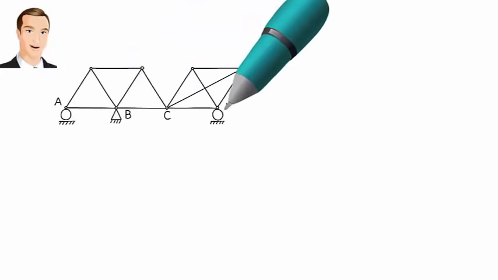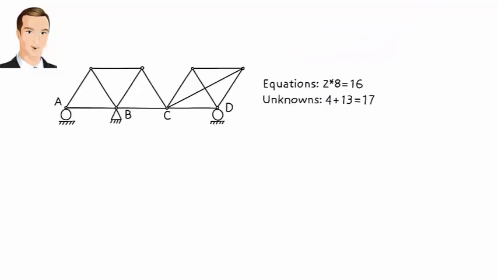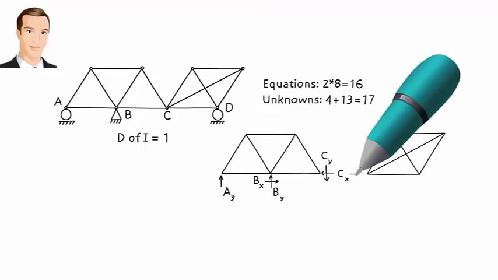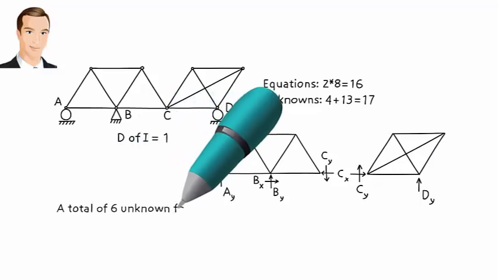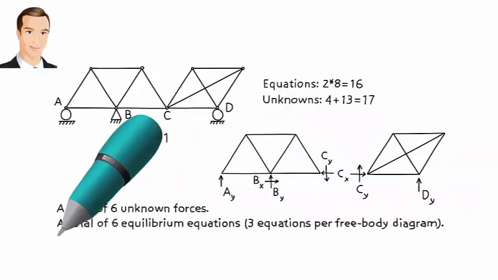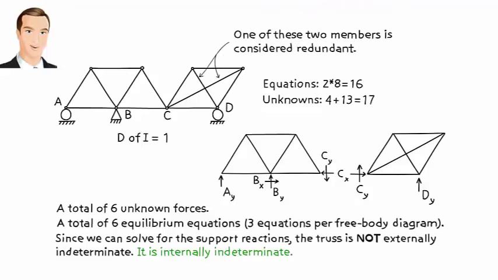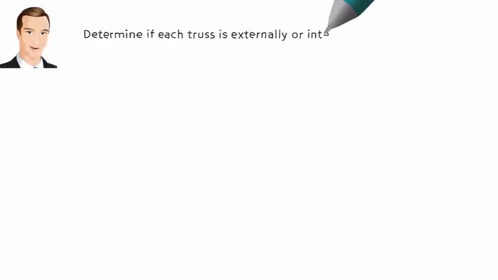What is the degree of indeterminacy of this truss? The truss is indeterminate to the first degree. In spite of having 4 support reactions, this truss is not indeterminate externally. Why? Because we can determine all the support reactions by writing and solving 2 sets of equilibrium equations, one set for the left substructure and one set for the right substructure. The indeterminacy here is internal, due to the presence of an extra, redundant member in the right substructure. See if you can correctly label the following trusses as externally or internally indeterminate.